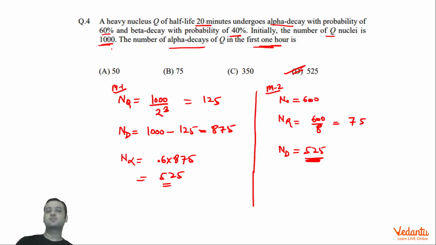In this case, we are assuming that radioactivity can be applied, although the number of nuclei is 1000, which is not very large, but still, we have applied the law of radioactivity. So that's it. Thank you. I hope you would have understood the solution.